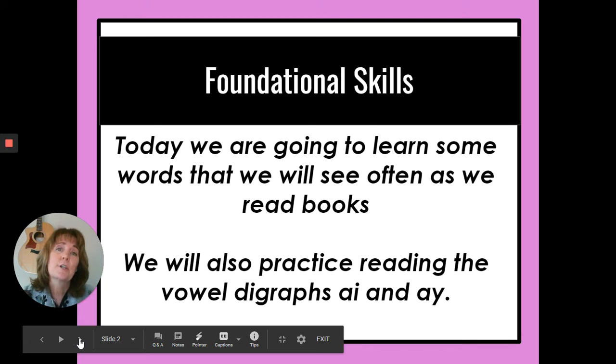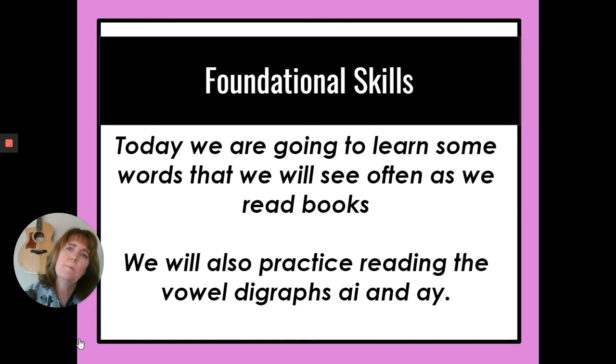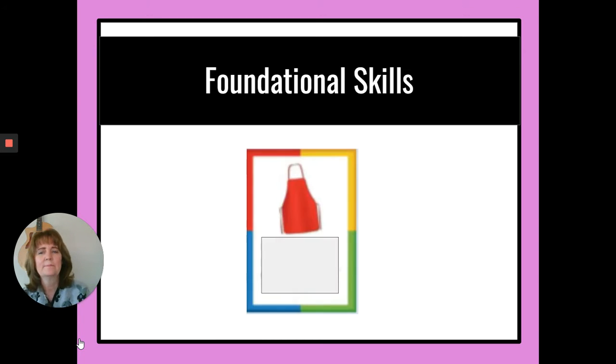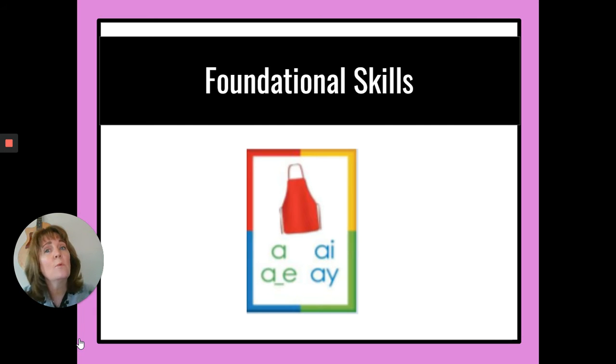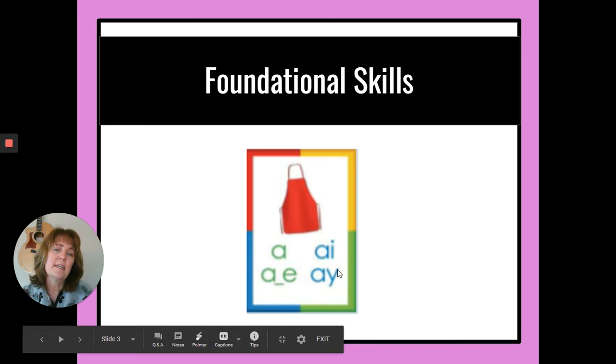Today we are going to learn some words that we see often in books, and we're going to talk some more about those digraph sounds for the A sound, spelled A-I and A-Y. Now here's our apron card. Apron starts with the long A sound. Can you say apron? Good. Did you hear the A sound at the beginning? These are all the ways that we can spell the A sound. We're going to focus mostly on these, A-I and A-Y.